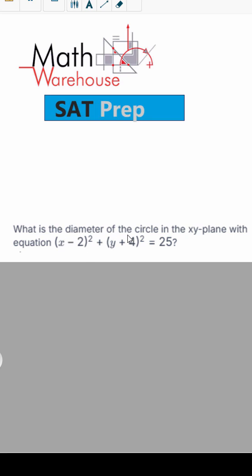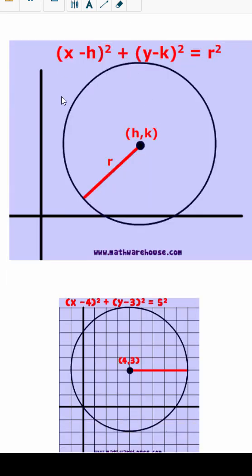So here's the question. What is the diameter of a circle in the xy plane with equation (x - 2)² + (y + 4)² = 25? Before we answer this question, let's take a few moments to talk about an equation you need to become intimately familiar with and understand how to use.